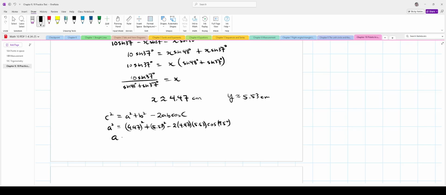So I put that into a calculator. I got a is approximately 7.41. So adding all these values together, I got the perimeter, a plus b plus c, which is approximately 17.4 centimeters.